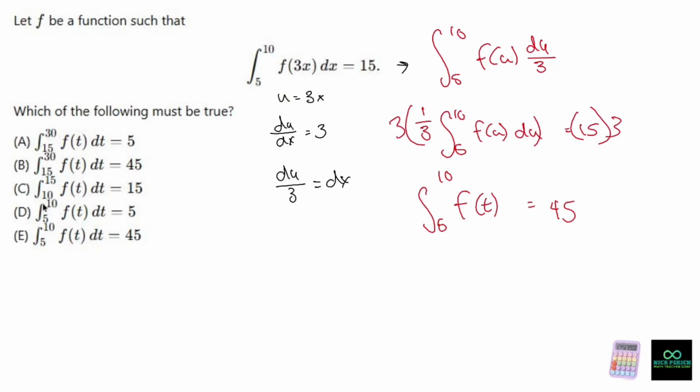And yeah, so a very, very bizarre problem. Where am I? The integral of f of t dt equals 45. Oh, between 5 and 10. Yeah, a very strange problem. Not a huge fan of it, but that's how you would do it in this case.